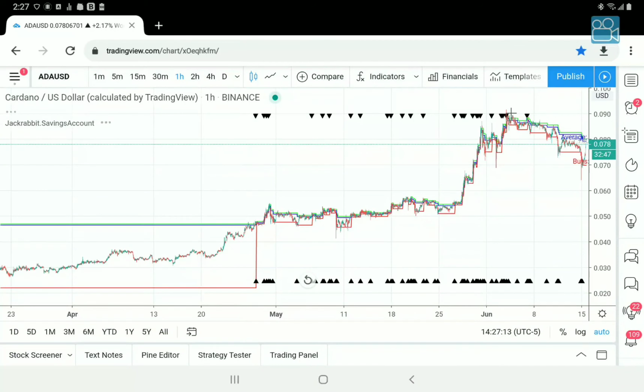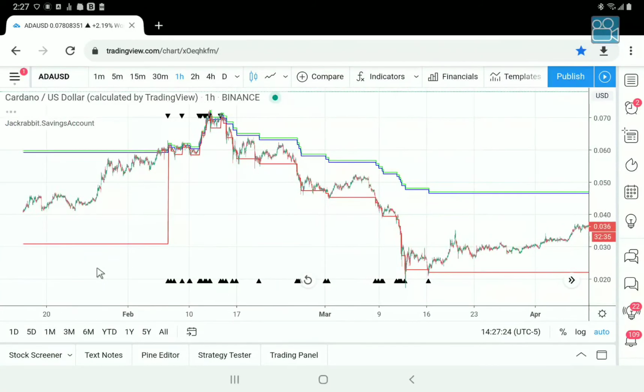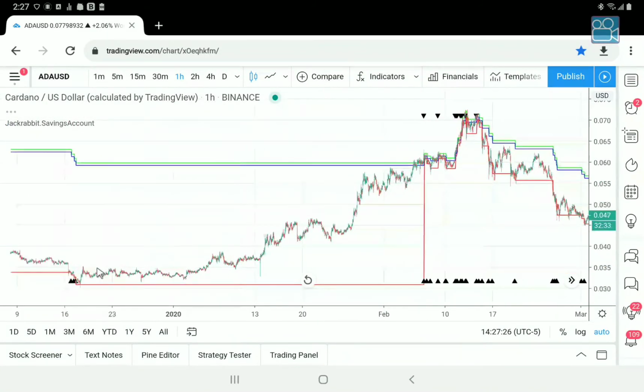Of course, ADA. It does well like all the rest of the coins above 1 billion. It had its channel run. It suffered Black Thursday. But for the most part, it's a reasonable coin to work with.